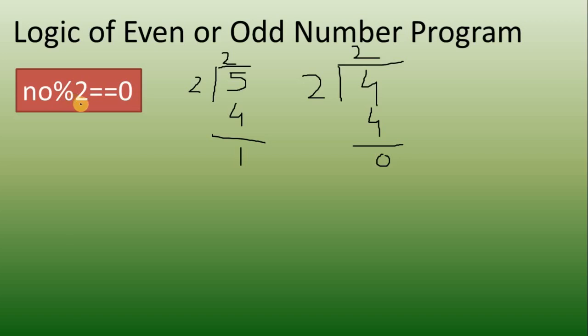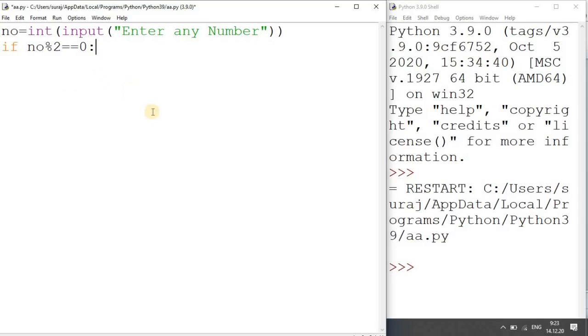Here number modulus 2 means we divide that number by 2, and if the remainder is 0, we show it is an even number. So now we go into the coding section. I have given indentation, and here I will show the message. If the remainder is 0, it will be even, so I just show the message even.